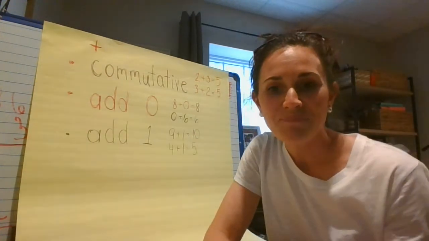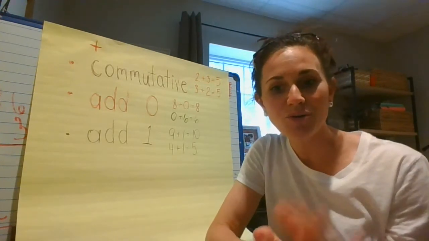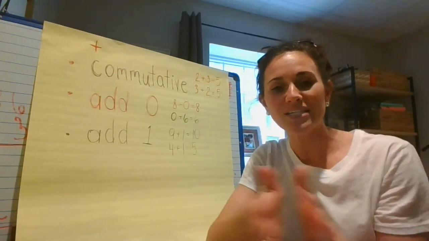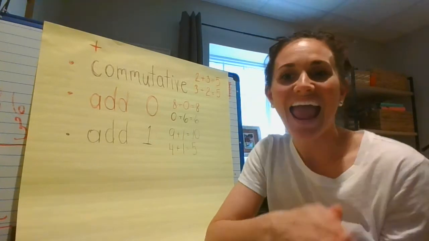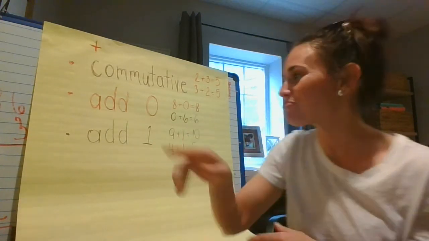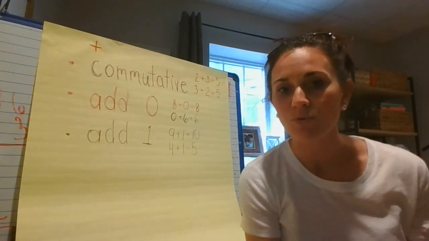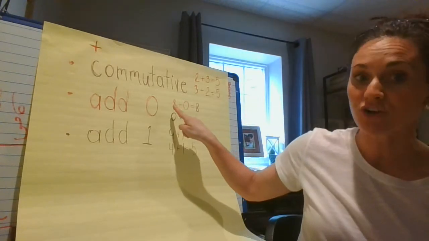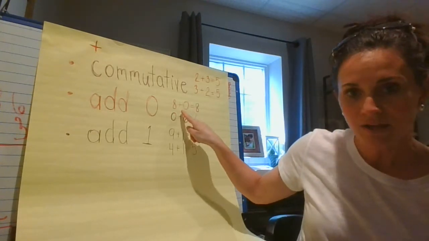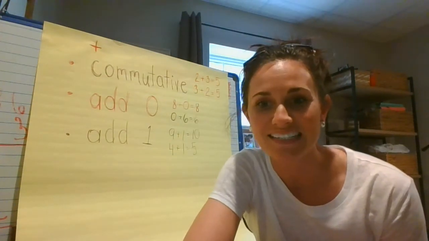We worked on adding 0, and we knew that when you add 0 to a number, then the number stays the same. Say it with me. Add 0 to a number and the number stays the same. Good work. So we practiced 8 plus 0 equals 8 and 0 plus 6 equals 6. So it doesn't really matter whether your 0 is in the second spot or the first spot. When you add 0 to a number, your number stays the same.